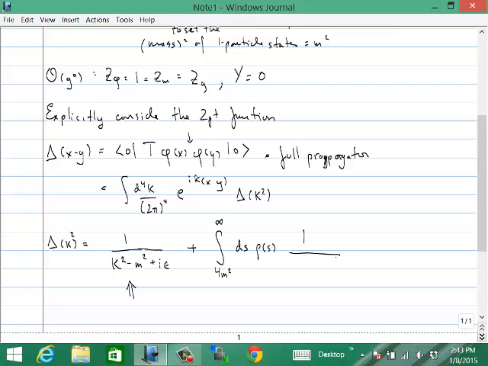Two-particle and higher, so a two-particle state must have mass squared bigger or equal to 4m squared. So we get an integral over all possible intermediate states, two-particle states and higher, that runs from s going from 4m squared up to infinity, times the value of the propagator for a state of mass squared s times some function rho of s that was referred to as the spectral density.